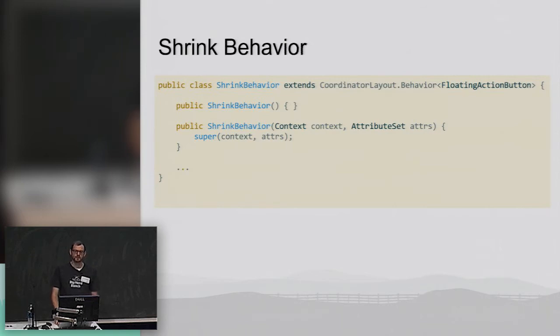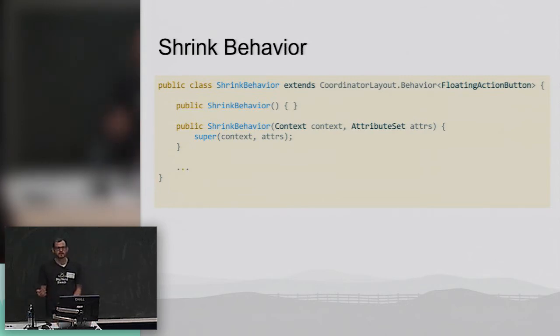This class uses Java generics. You can see that generic type in the top right, the floating action button type. You're expected to pass in the type of view that this is going to be attached to. So this shrink behavior is going to work with floating action button, and so that's the type I pass in as my generic type.